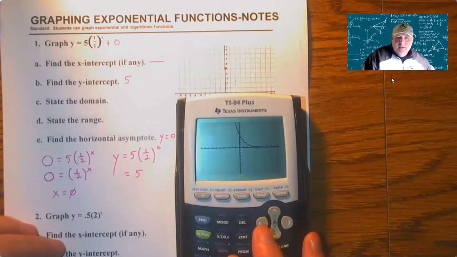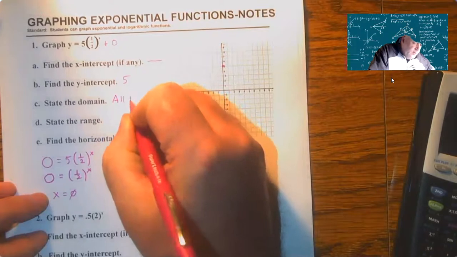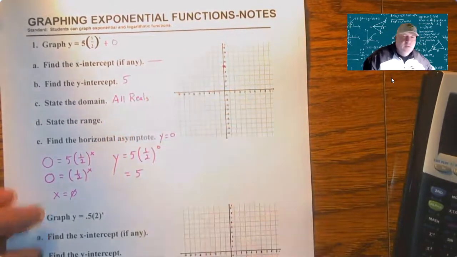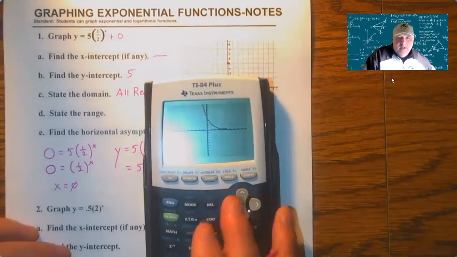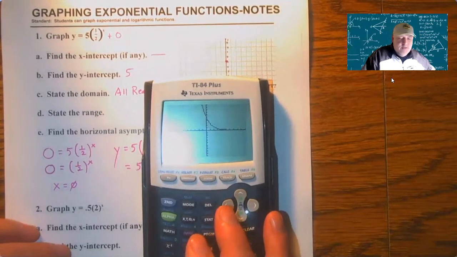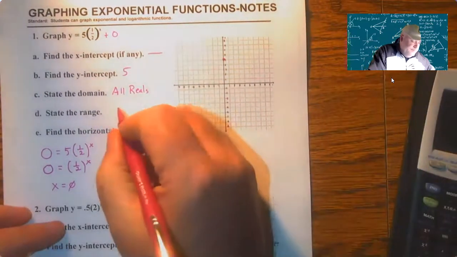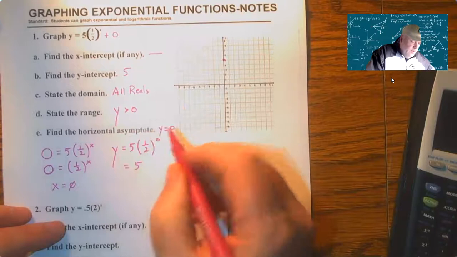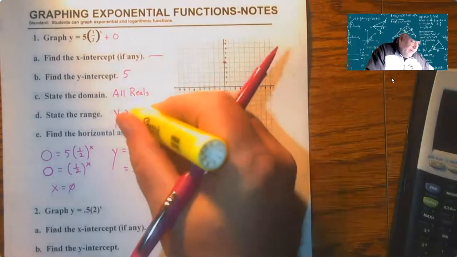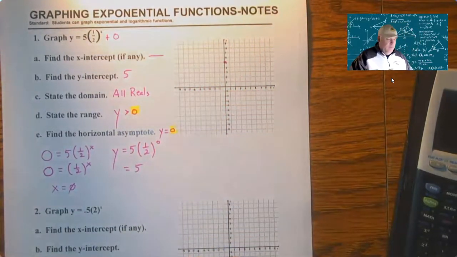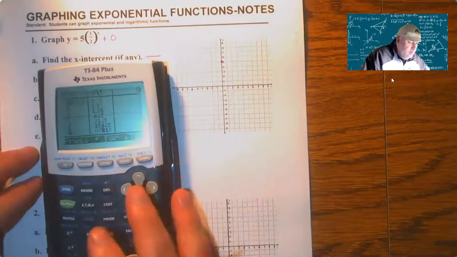Now we have everything we need to answer the domain and the range. The domain for exponential functions is always all reals. It's automatic. And for the range, it's relative to the horizontal asymptote. It's either sitting above it or below it. So it's above the horizontal asymptote. These two values here are always the same in this analysis. Now just supply a few points here and you will have everything you need to know.